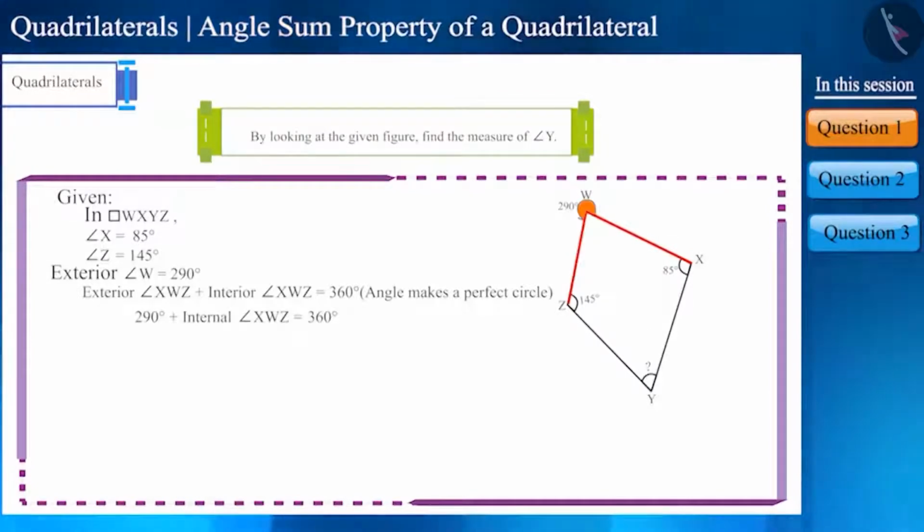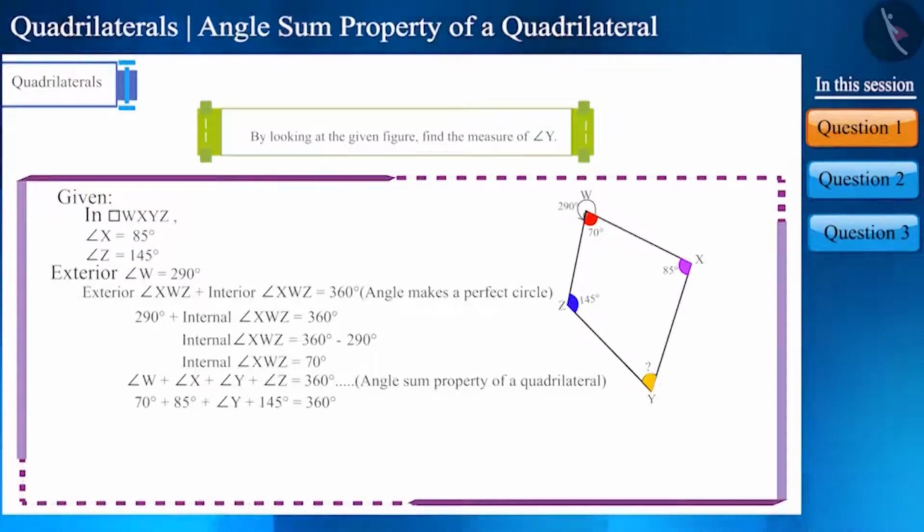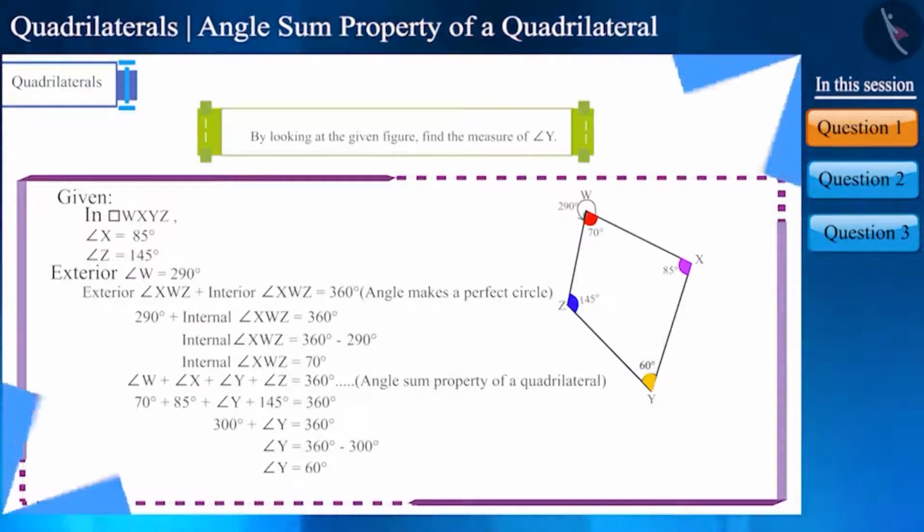We are given the measurement of the exterior angle XWZ as 290 degrees. Using this, we can find the measure of the interior angle XWZ. We got the measure of the interior angle XWZ as 70 degrees. Now we have the measurement of the three interior angles of the quadrilateral. We can easily find the measurement of the fourth angle in this way. We got the measurement of angle Y as 60 degrees.